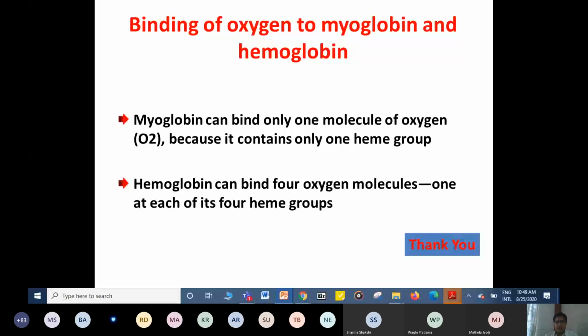Now in our next class, we will study the oxygen saturation curve. We will see how the function of hemoglobin and myoglobin is different, why hemoglobin is a carrier molecule, that means it carries oxygen from the lungs to the tissues, and why myoglobin is a storage molecule. We'll better understand by studying the function and the oxygen saturation curve in our next class.